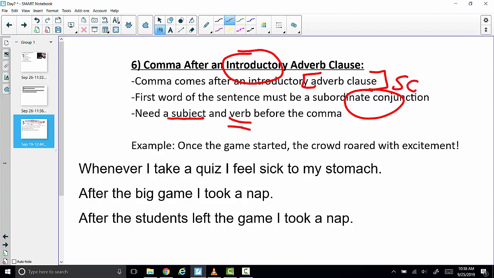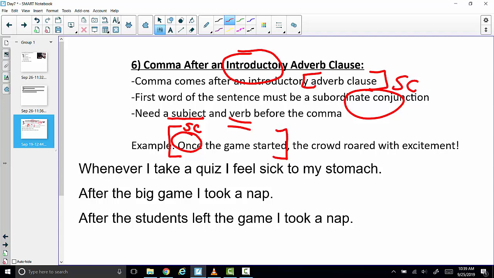So let's take a look at the example sentence and I'll show you how you can label it and figure it out. Once the game started, the crowd roared with excitement. Do you see a subordinate conjunction in that sentence that's on our list? Yes. Once. Circle it and put SC. Then you're going to put a bracket in front of it. We're going to bracket the clause. It's kind of where you take the pause. So once what? The game started. So our end bracket is going to be right here.